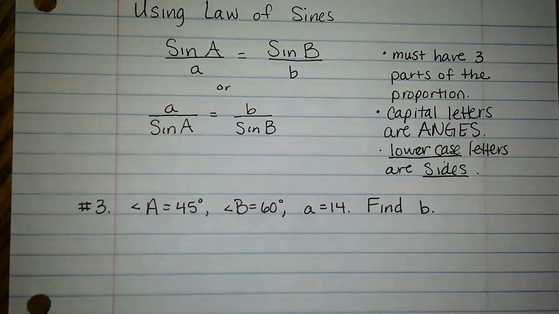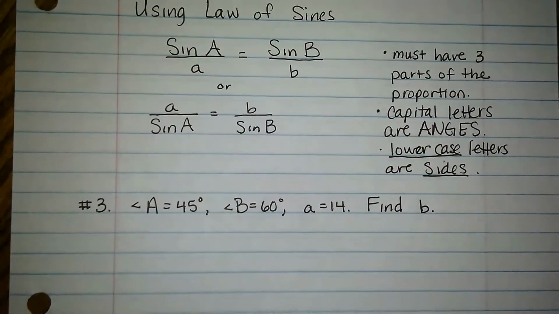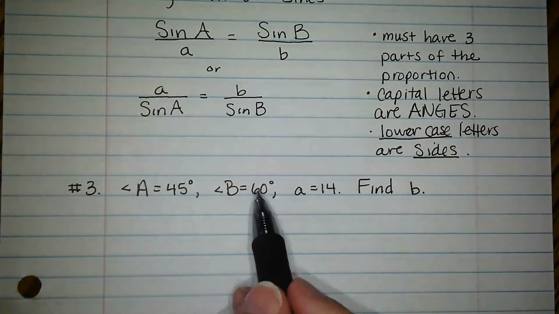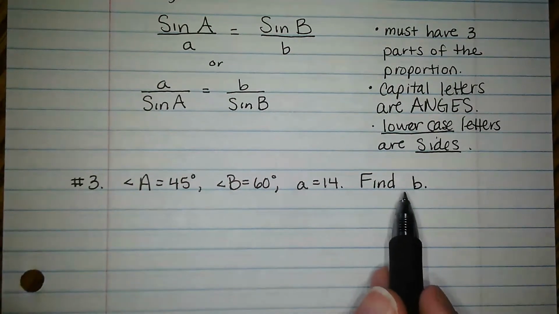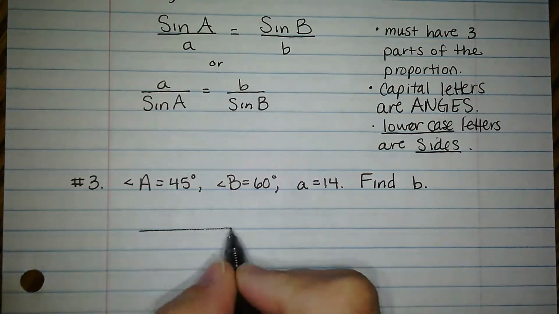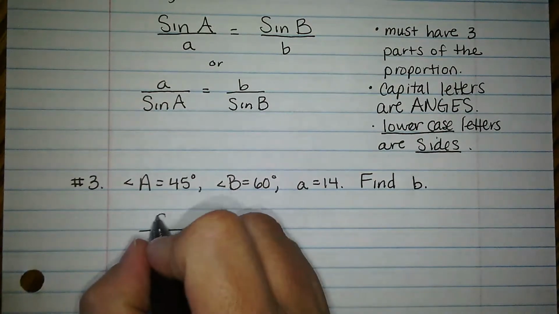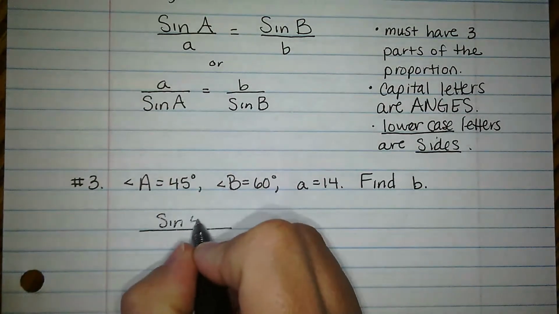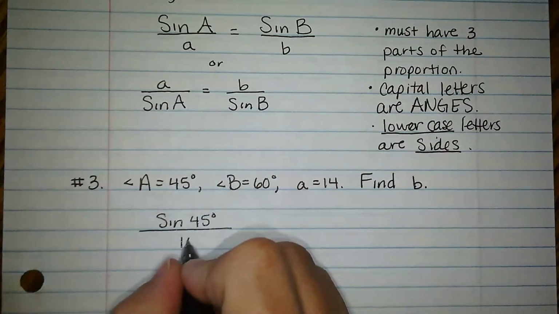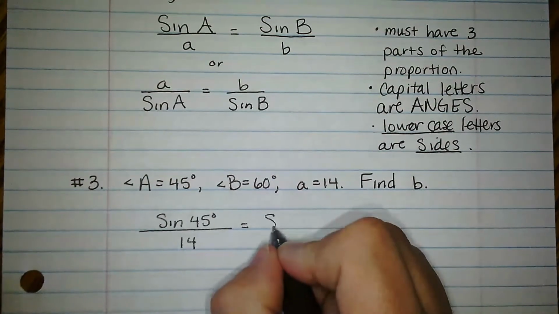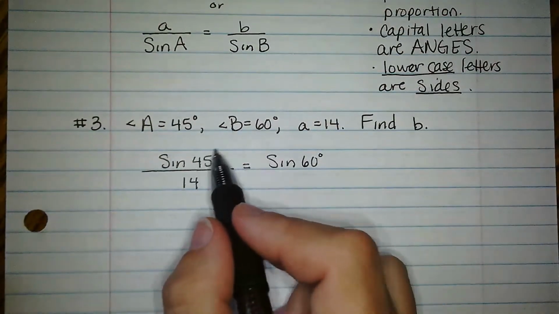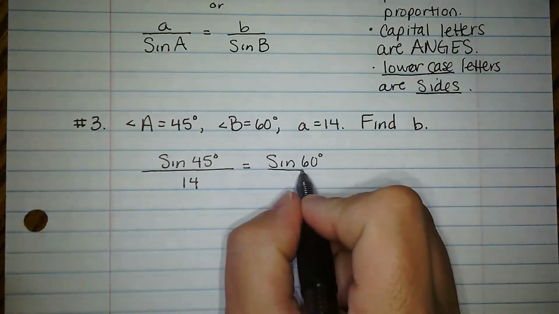Let's take a look at what a problem would look like when you're solving for a side. In this case, we're given 2 angles and a side, so we'll have to find the other side. When we go to set this up, we want the A's together. So we want sine of 45 degrees, that's sine of A, and we need to put little a underneath that, so that's 14. And then we need sine of 60 degrees because we're doing degrees on the top. That has to be consistent, and we're actually solving for little b.